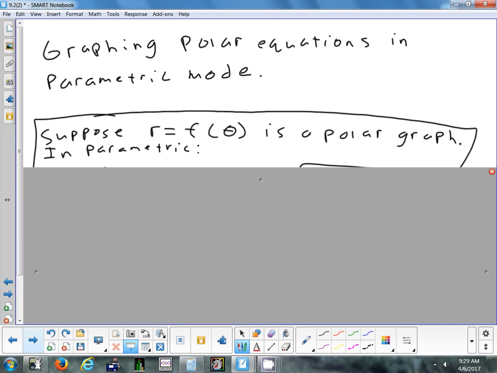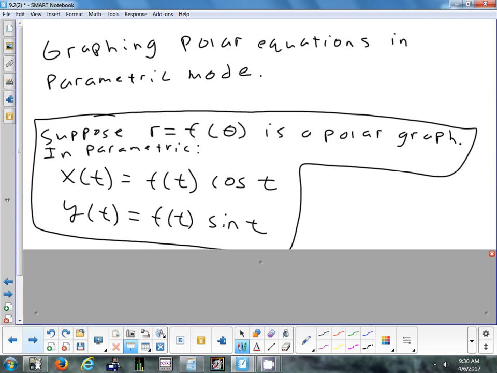All right, so the next thing, it's a little bit easier than the last thing we just did, is how can you graph a polar equation in what we learned yesterday, or 2 days ago, parametric. So now I'm going to show you how to graph something in polar to parametric. All right, so suppose that you have a function in polar.